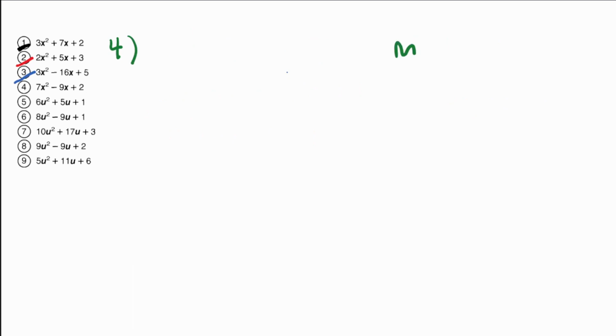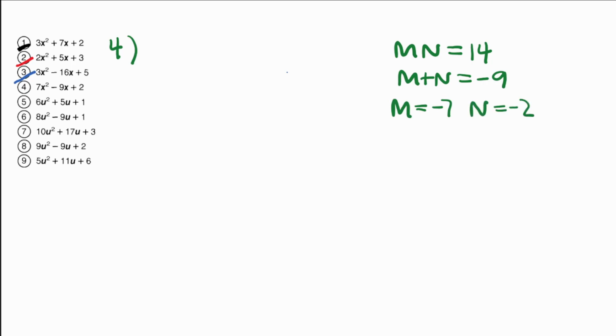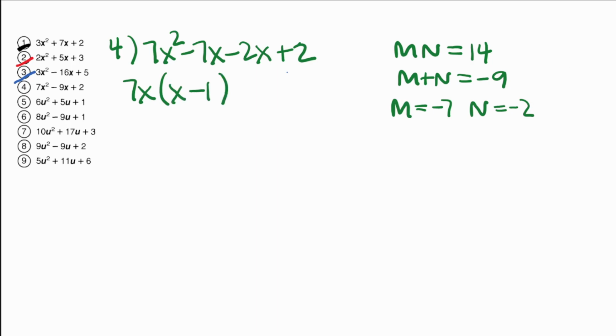4, I'm going to be searching for two numbers that multiply to 14 and add to negative 9. Okay, 7 times 2 is going to be the only factors of 14, so I know this is going to need to be negative 7 and negative 2. Okay, so I'll split up that negative 9x into negative 7x and a negative 2x. When I group and factor the first two, I can pull out a 7x and be left with an x minus 1. And this one's got a 2 to each of them, but I need to take out the negative, so I'm left with an x minus 1. So minus 2 times x minus 1.